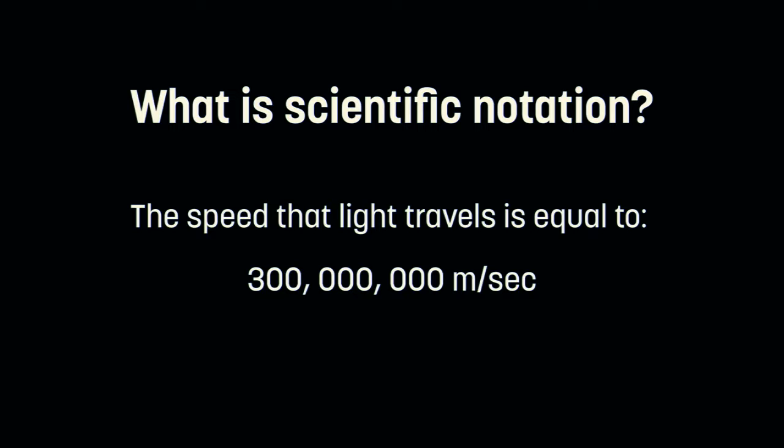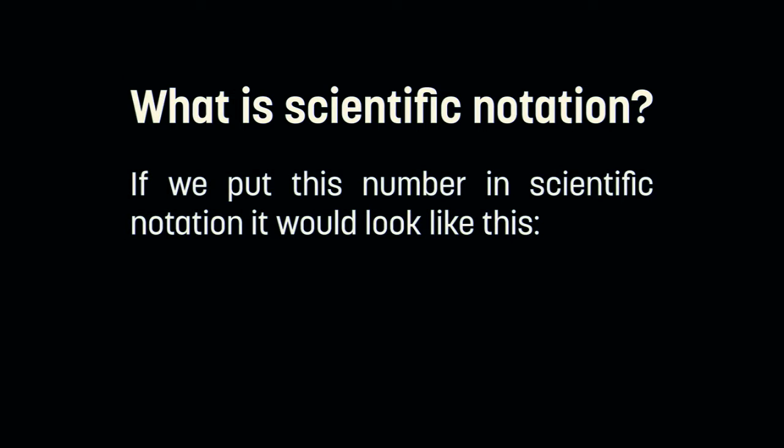This is the speed of light in a vacuum. A vacuum would be space. 300 million meters per second. It's a very large number. To make it easier to work with, we can put it in scientific notation, and it would look like this. Smaller, right? And that's better in a lot of ways.